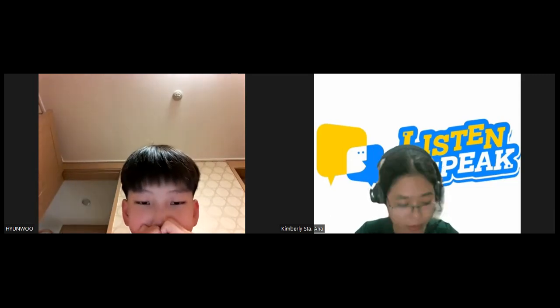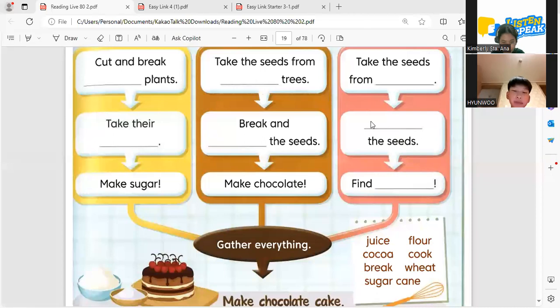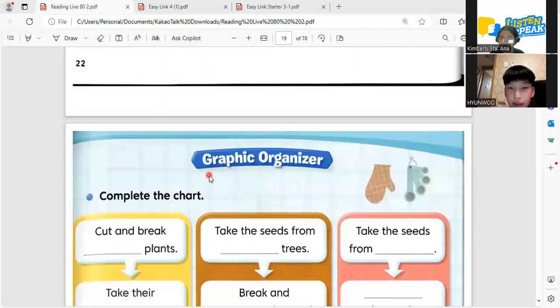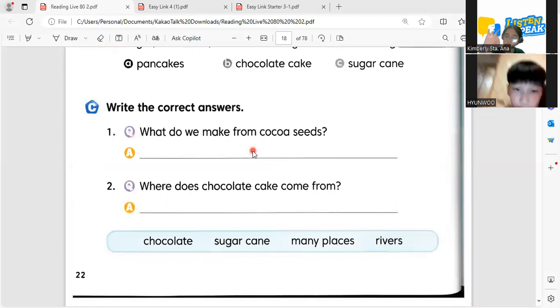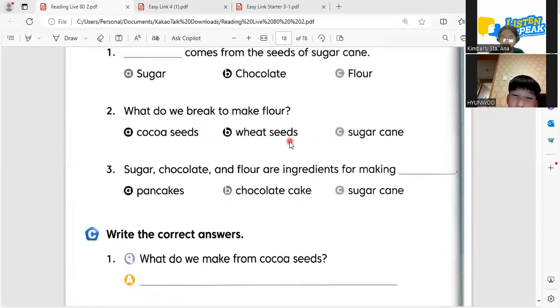I'll share your book. Okay, so let's have this one. Can you see your book? Yes. Okay, that's nice. So yesterday we talked about how we can make sugar or chocolate cake. We need three ingredients. So what do we need to make a chocolate cake? Sugar, chocolate, and flour. Yes, we need sugar, chocolate, and flour.